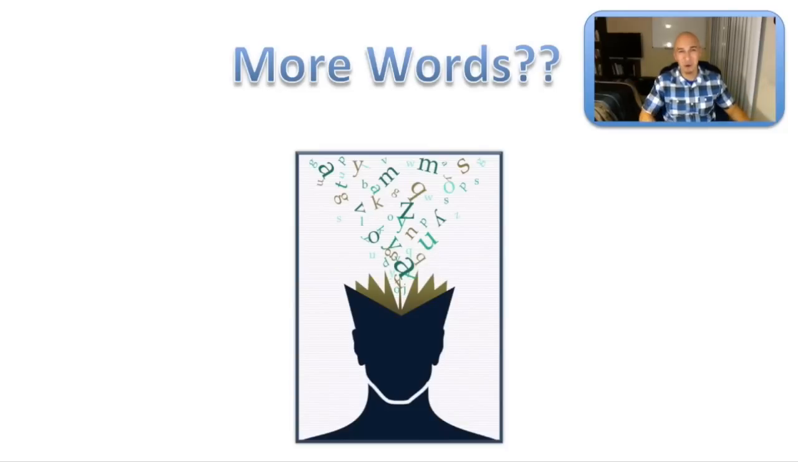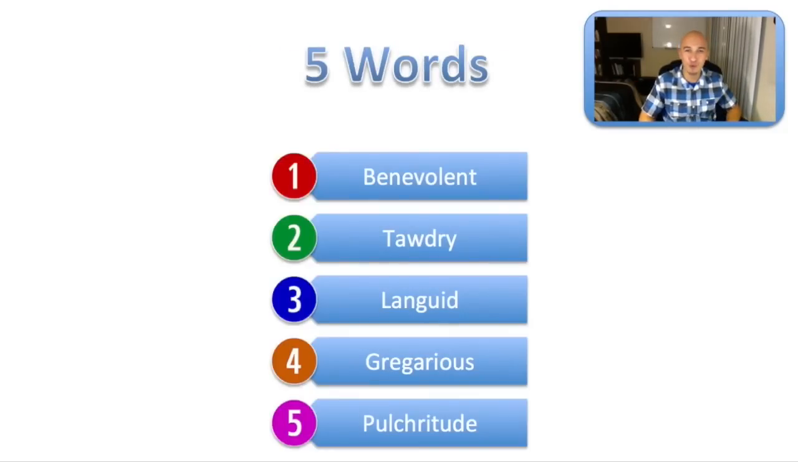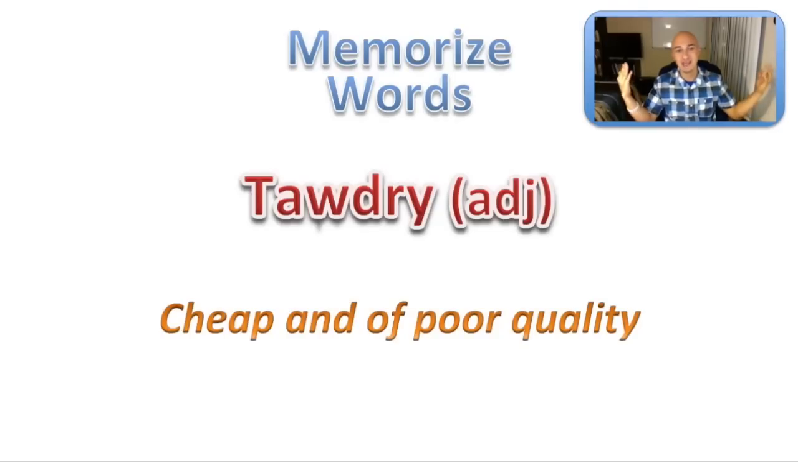Are you ready to learn some more words? Let's go ahead and get right into four more words for you. So a total of five: benevolent, tawdry, languid, gregarious, and pulchritude. We're ready to do the first one. Let's get right into tawdry. So it means cheap and of poor quality. Now, how do we memorize this?